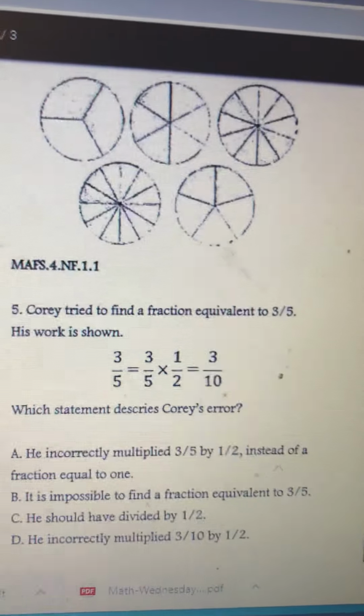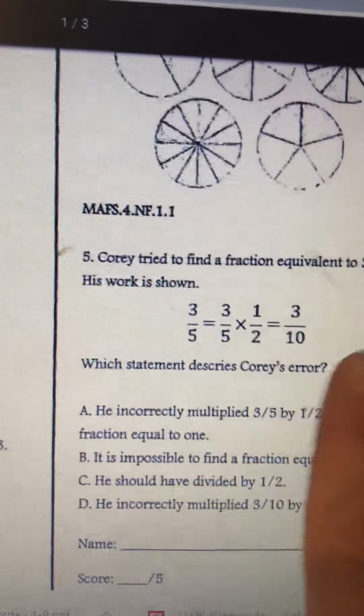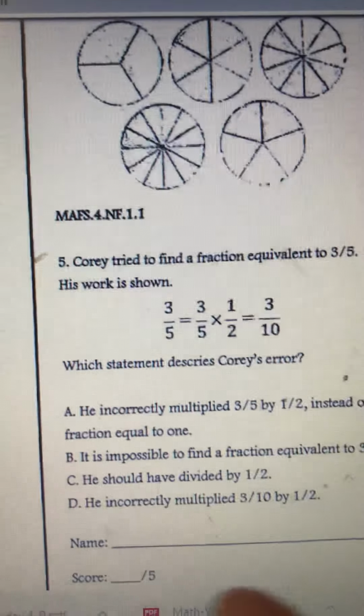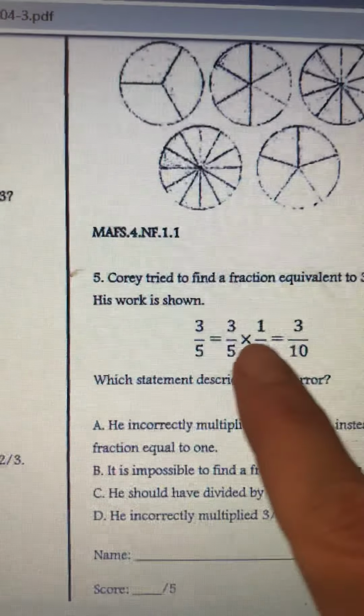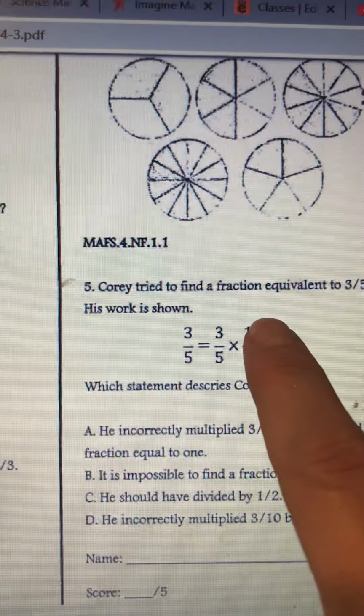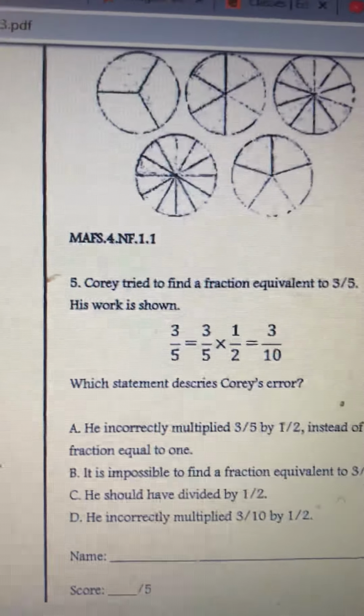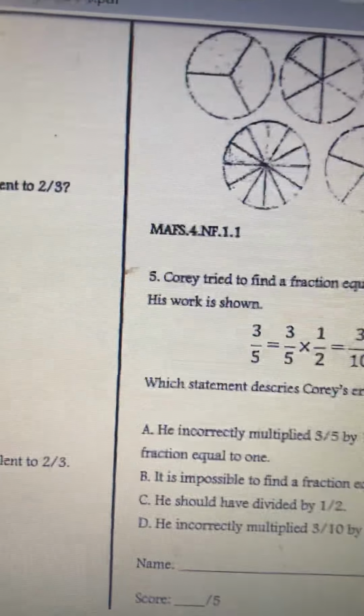Number 5, what is the error that he made here? So he did 3/5 times 1/2 to get an equivalent fraction of 3/10. Remember what I just said. You have to make sure whatever you're multiplying by is the same on the top and the bottom. These two numbers are different. Okay, so find the mistake.